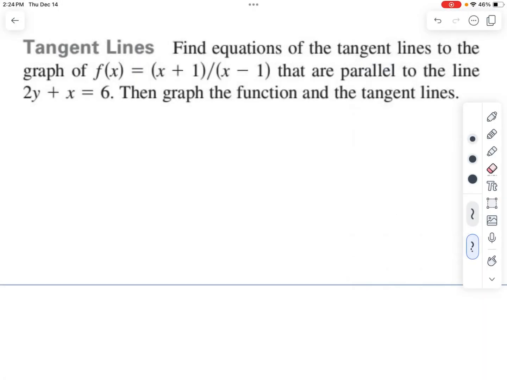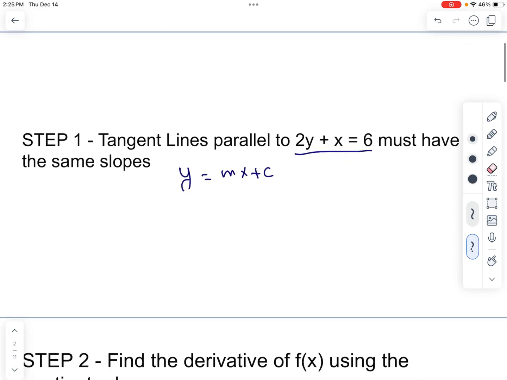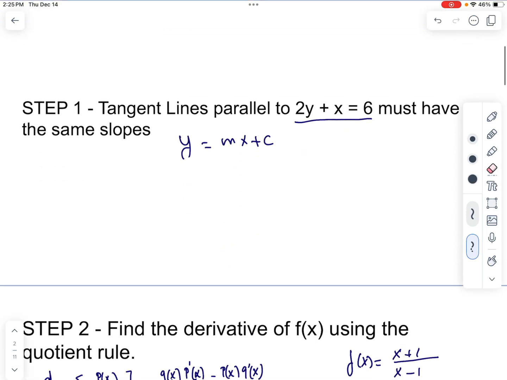In this exercise, we are asked to find equations of the tangent line to the graph of f(x) = (x + 1)/(x - 1) that are parallel to the line 2y + x = 6. Then graph the function and the tangent lines. The first thing is to find the slope of our line 2y + x = 6, because that slope will also be the slope of our tangent lines.